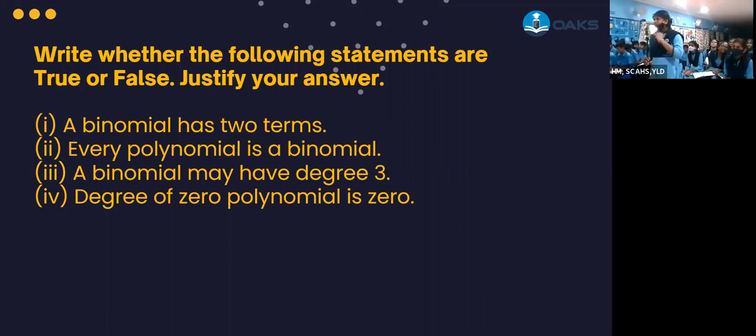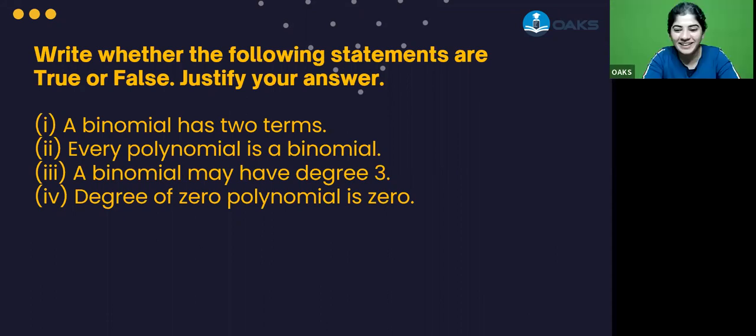Binomial has two terms. Okay, the answer is still the same. The statement is the answer. A binomial has two terms. Bi means two and nomial means numbers or terms. So a binomial has two terms. The answer here is true, and she has given the justification also.